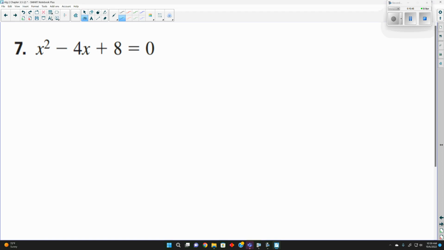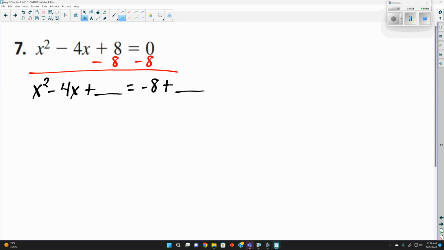So the first step is a equal to 1. Is the number in front of x squared 1? Yes. Okay, we can move on to step 2. Get the constant term by itself. So we would subtract 8 from both sides, and we want to leave 2 spaces. So we'd have x squared minus 4x plus blank is equal to negative 8 plus blank. Now the reason we're leaving those 2 spaces is, again, when we find the value of c, we're going to plug it back in. Questions on step 1 and 2 so far?